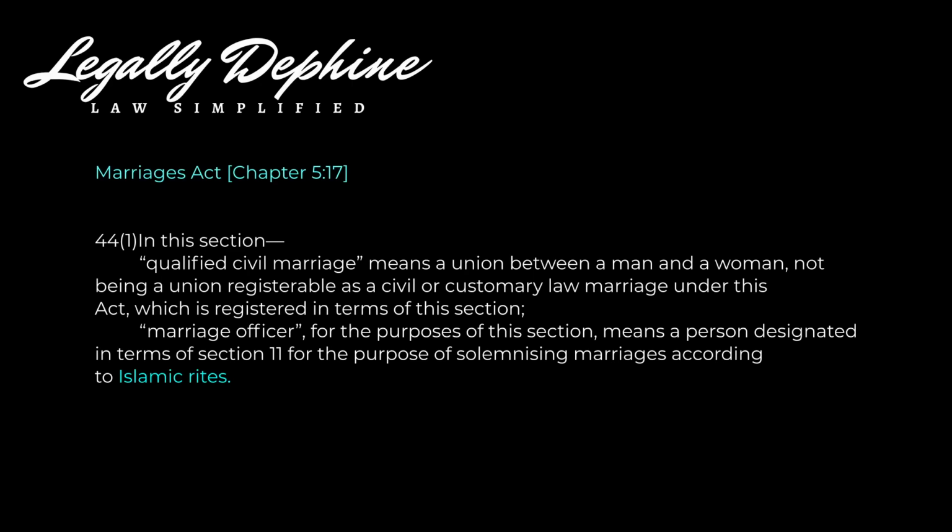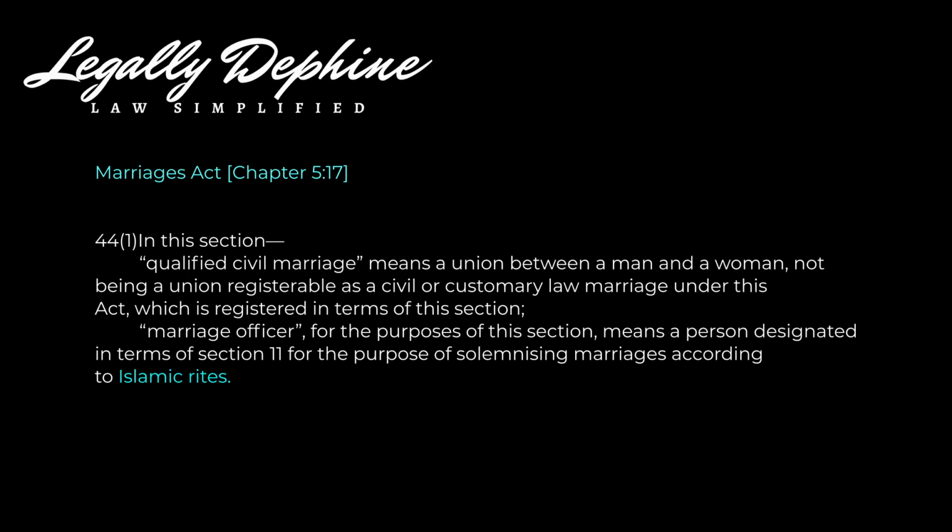Another type of marriage recognized under the Marriages Act is the qualified civil marriage. This is less commonly discussed, but it is recognized under our Zimbabwean law. Section 44, subsection 1 of the Marriages Act provides for the definition of a qualified civil marriage. In this section, qualified civil marriage means a union between a man and a woman, not being a union registrable as a civil or customary law marriage under this Act, which is registered in terms of this section.